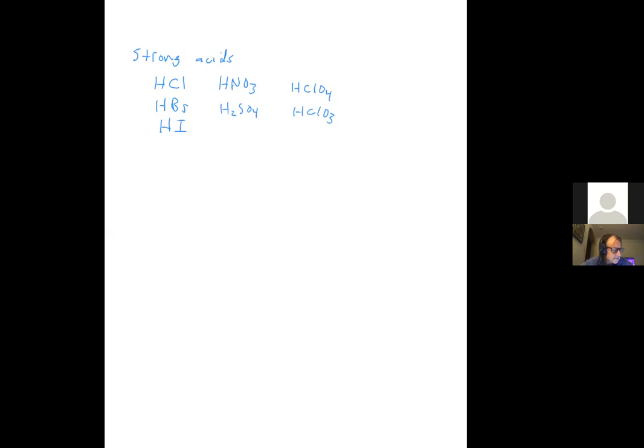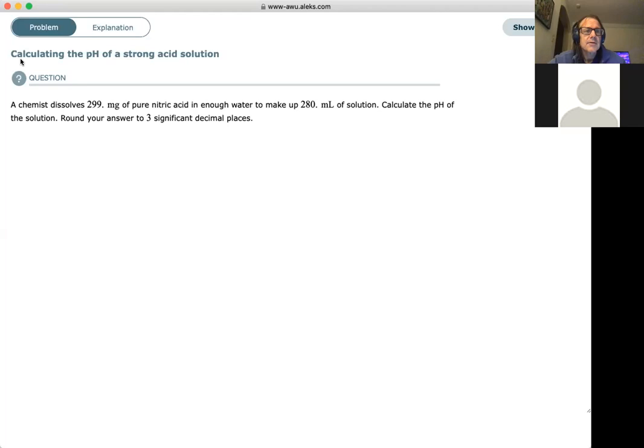So let's take a look at an example problem. Calculating the pH of a strong acid solution. A chemist dissolves 299 milligrams of pure nitric acid in enough water to make 280 milliliters of solution. Calculate the pH of the solution. Round your answer to 3 significant decimal places. Okay, so notice they give you the mass here. They give you the name of the compound, the acid, but not the actual formula. That's nitric acid. And then they give you the volume in milliliters.